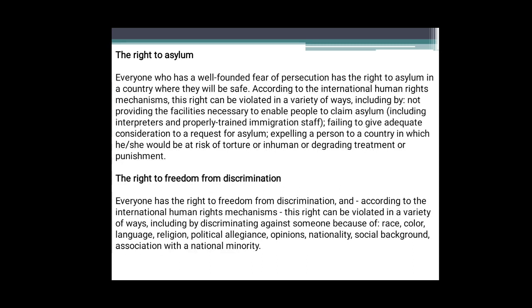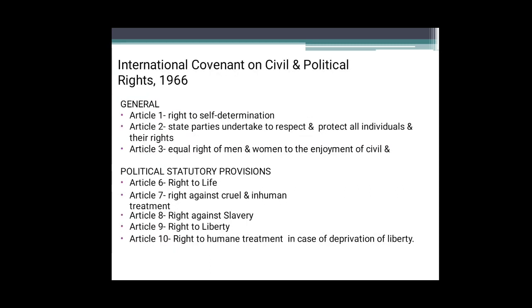Next one is the right to freedom from discrimination. So according to the international human rights mechanism, it involves discriminating against someone because of race, color, language, religion, political allegiances, opinions, nationality, social backgrounds, association with national minorities.